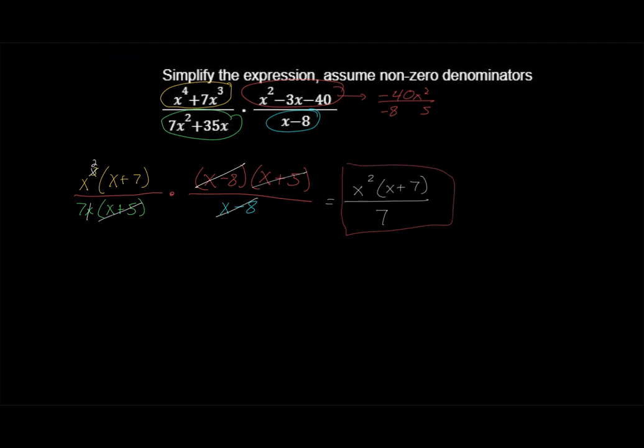You can also rewrite it as x to the third plus 7x squared, distributing the x squared through, though typically you often see it written like that.